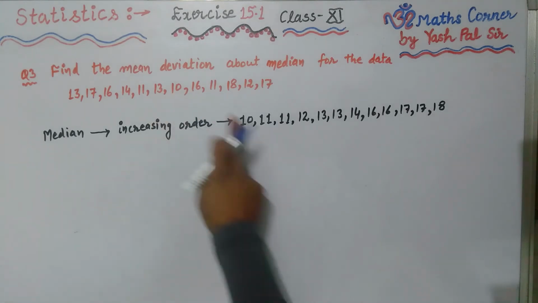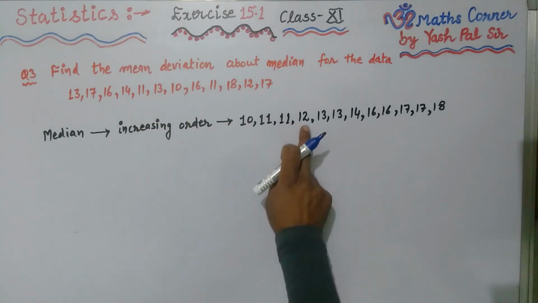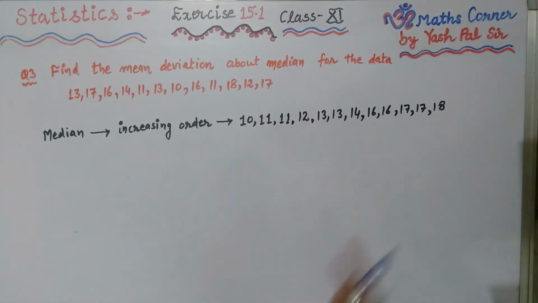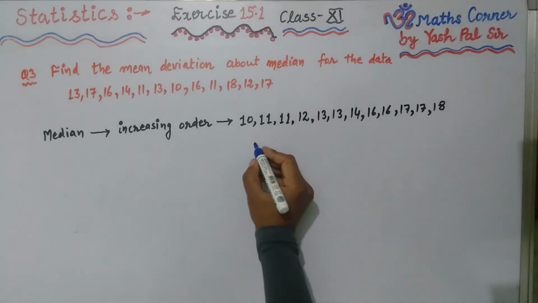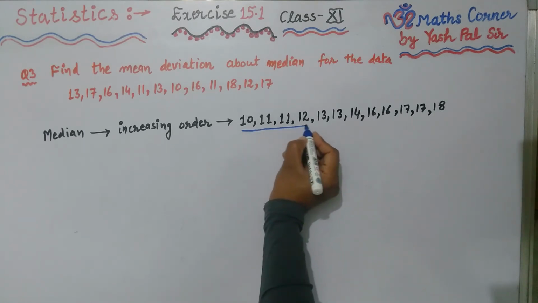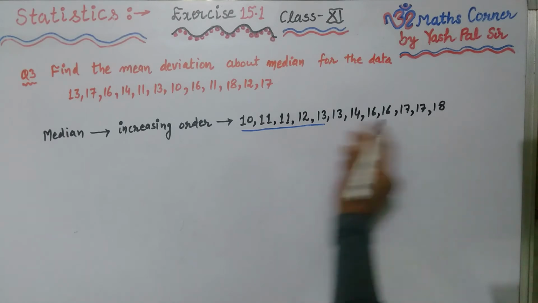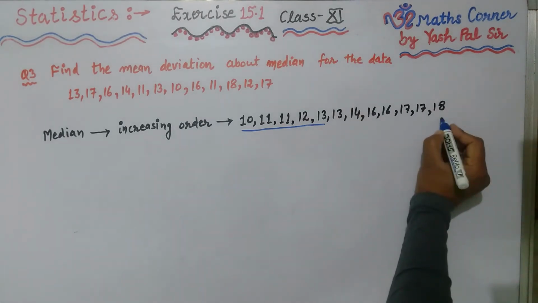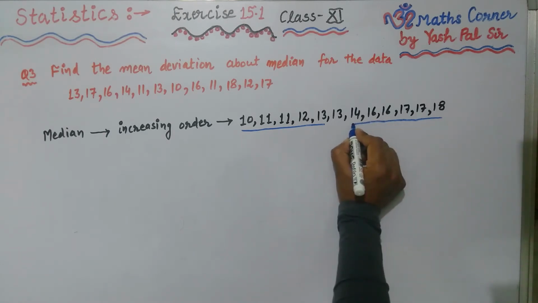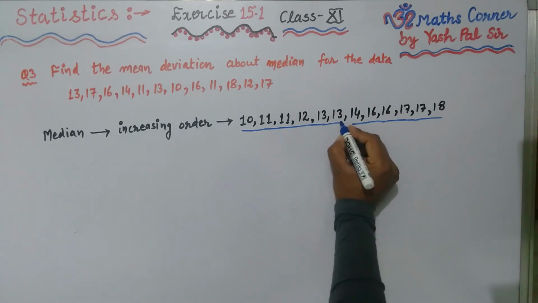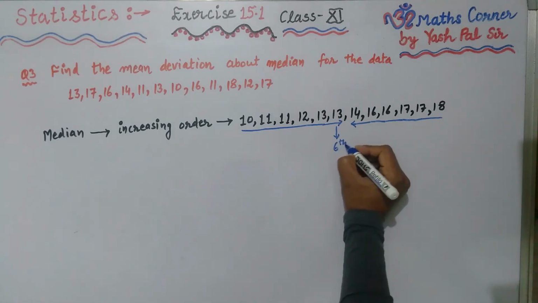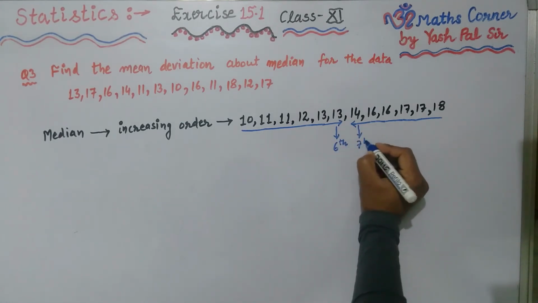This way, we have written all the observations in increasing order. The least observation is 10, 11 is written 2 times, then 12, then 13 again 2 times, 14, 16, 16, 17, 17, 18. Okay, now how many observations are there? First we move from left to right up to 5 observations. From right to left, we have 1, 2, 3, 4, 5, 6 observations. This 13 is the sixth observation, and this one is the seventh observation.